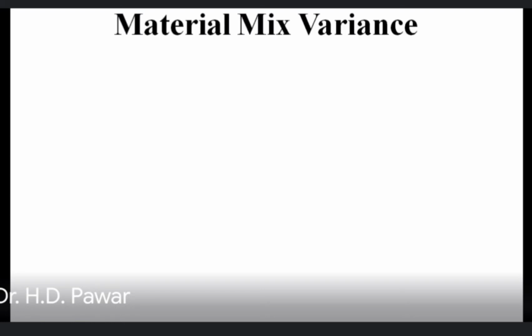For the calculation of these variances, while solving an example, you must observe some things that I am going to discuss step by step. First is material mix variance. Three variances we have already discussed: material cost, material price, and material usage. The formula and the meaning we have already discussed in our previous lecture. Now in this lecture, we will discuss the next step of the material variances, that is material mix variance.